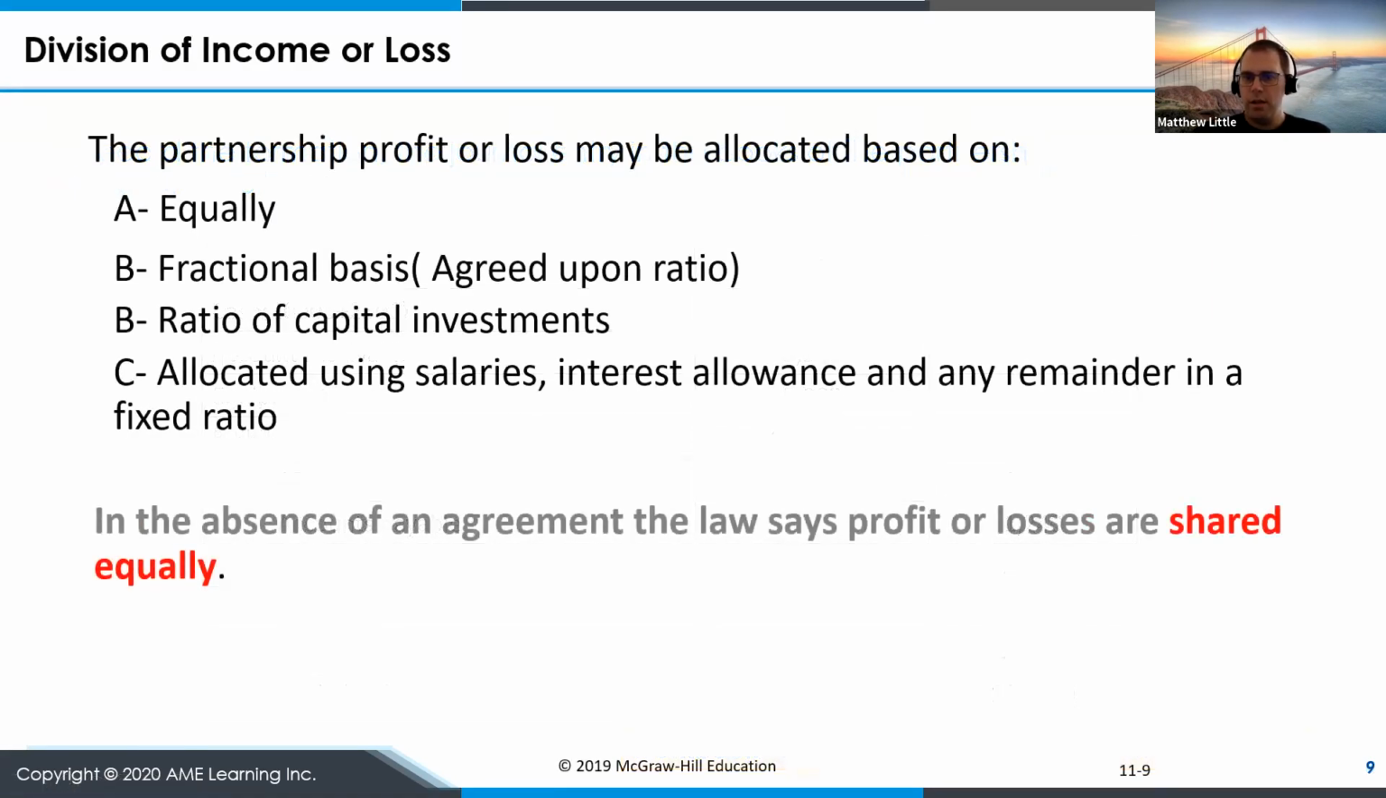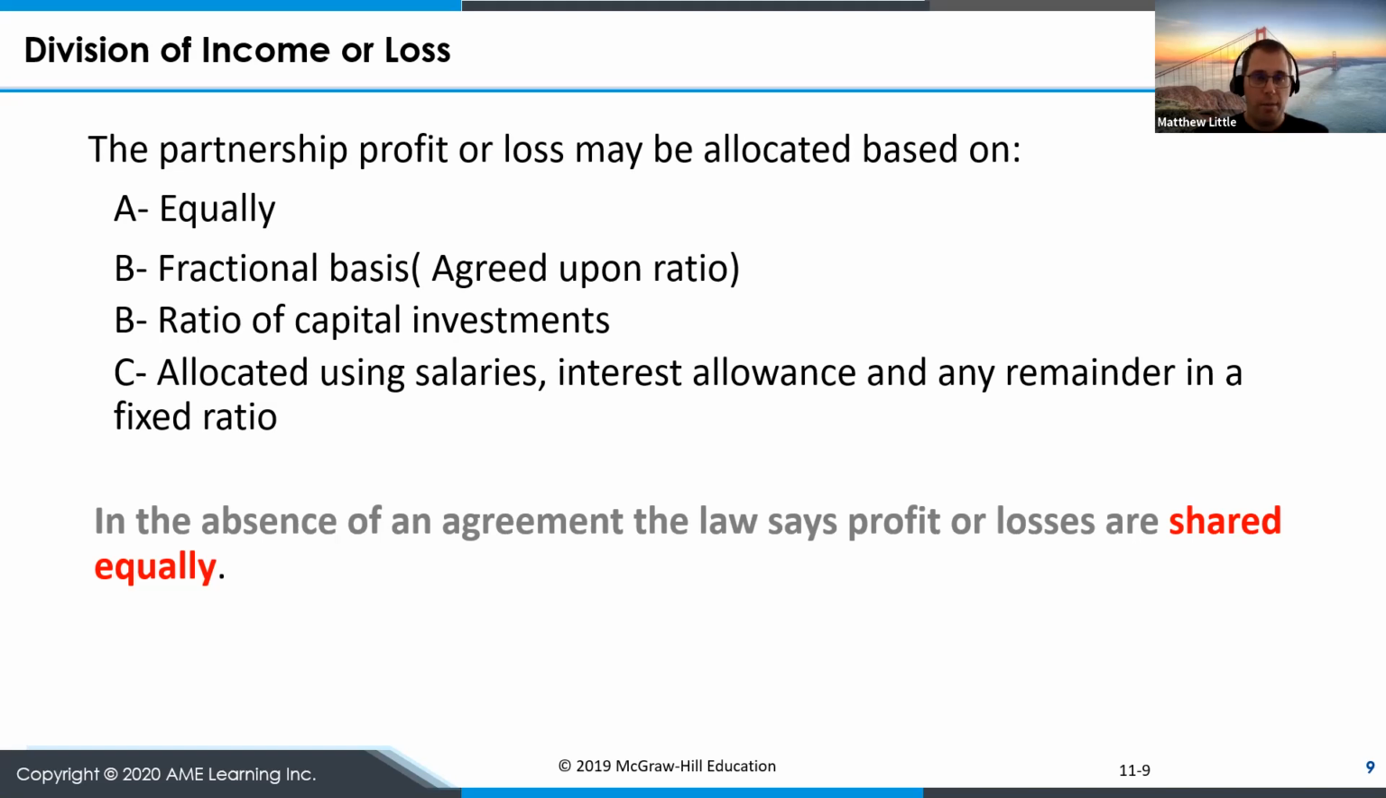Now, looking at division of income or loss, partnership profit might be based equally. Two partners split two ways. It could be a different fractional basis. It's an agreed upon ratio. Maybe it's 60-40, 80-20, 90-10, 100-0. Who knows? But as long as it's agreed and documented.